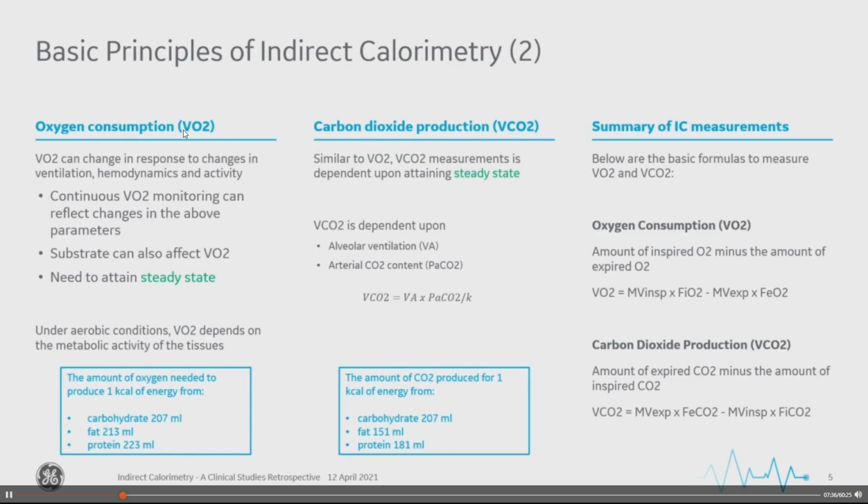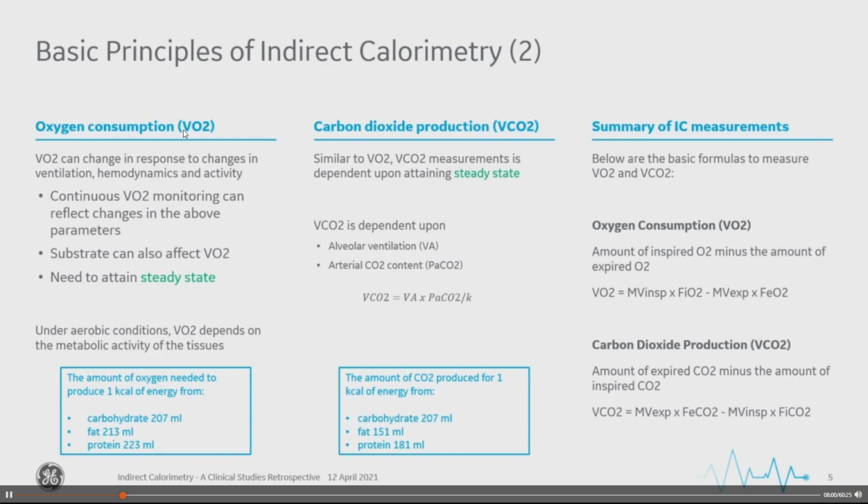Carbon dioxide on the other side, the production, is also termed VCO2. So similar to VO2, the VCO2 is a measurement that also has to be attained during steady state conditions. And VCO2 is dependent upon several things: the alveolar ventilation, so the amount of ventilation that's occurring to the lungs during the breathing cycle, as well as the arterial CO2 content.